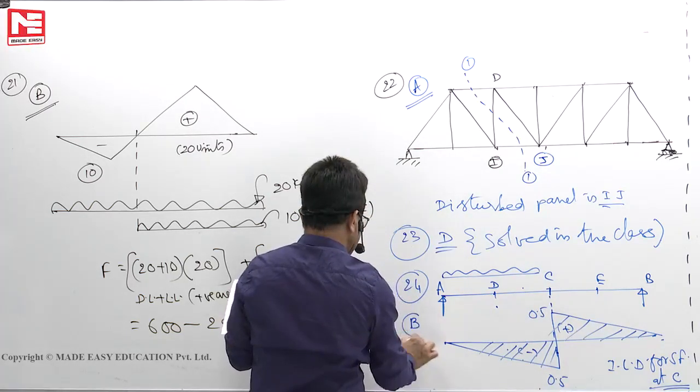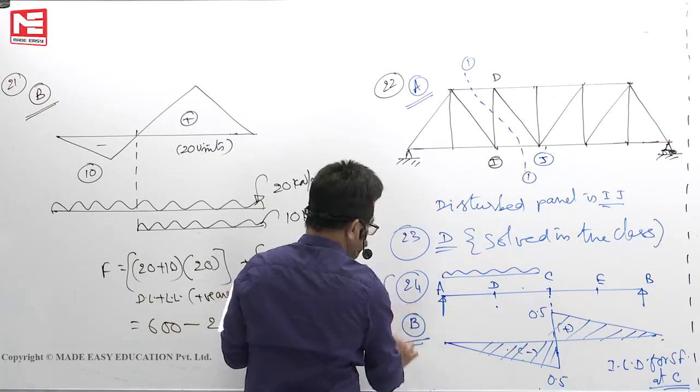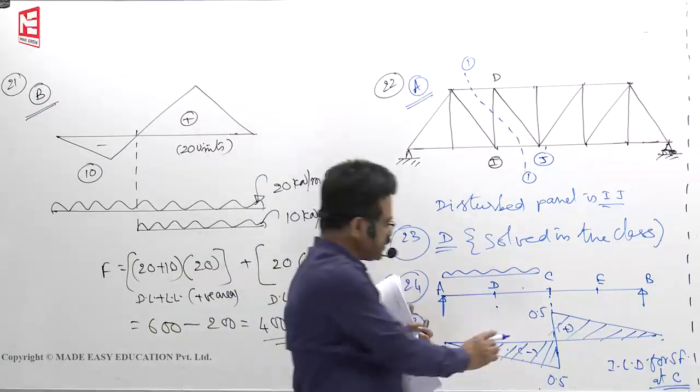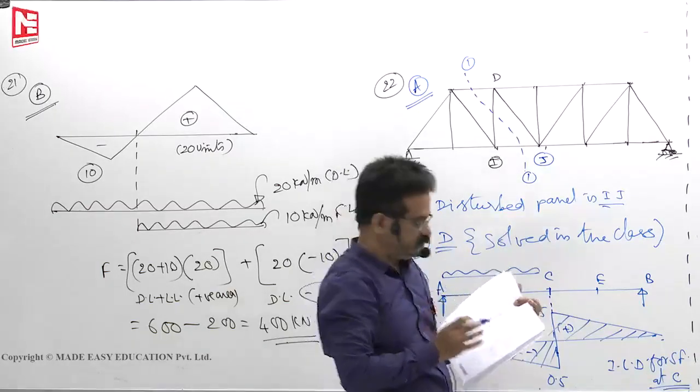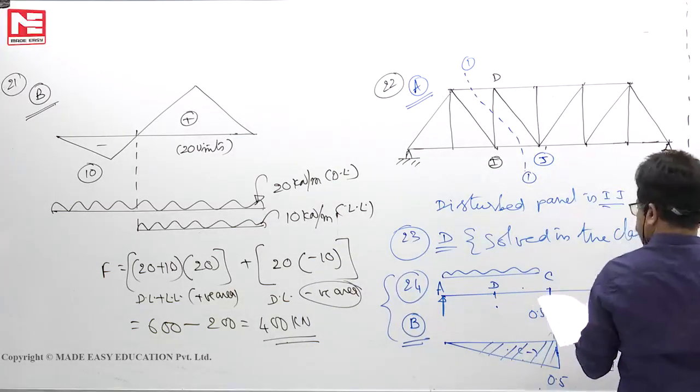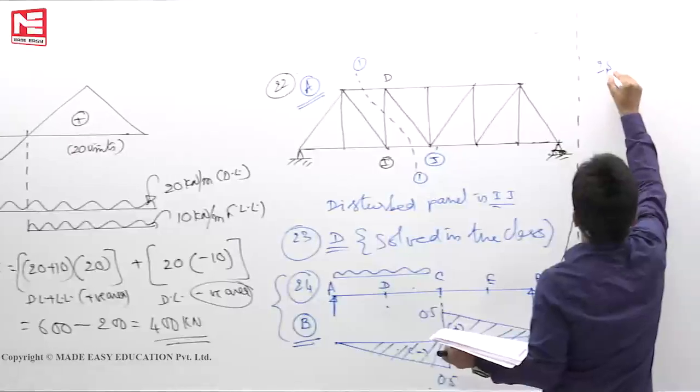So B is the correct answer. 24th question, B. So this ILD will tell you how you have to keep the load to get the maximum quantity. Okay. Next, 25th.